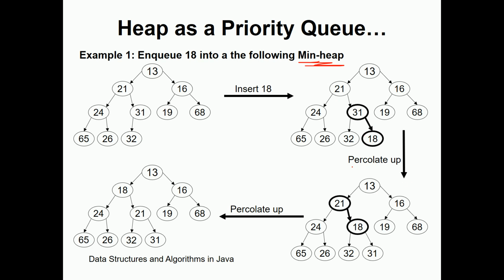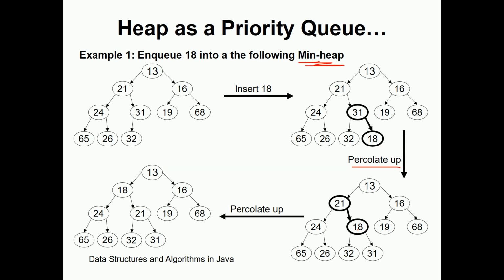And this is called percolate up. I don't know why they call it percolate, honestly. I have no idea. They should have used swap. I would use swap. But anyways, percolate means swap. So we swap the 18 with the 31. And then we're just here now.